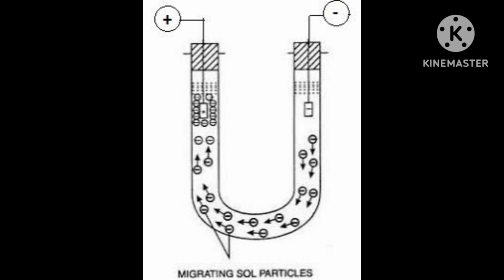Having acquired a positive or a negative charge by selective adsorption on the surface of colloidal particles, this layer attracts counter ions. This layer attracts counter ions from the medium, forming a second layer, means the electrical double layer I am talking about.